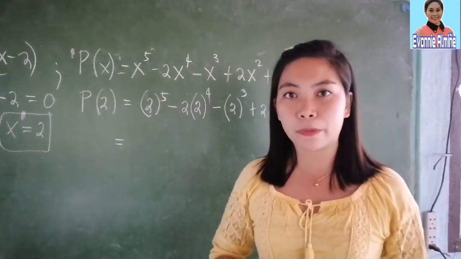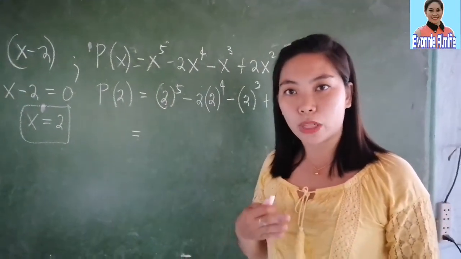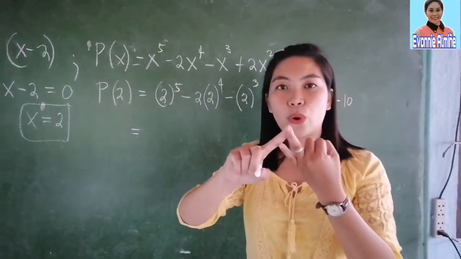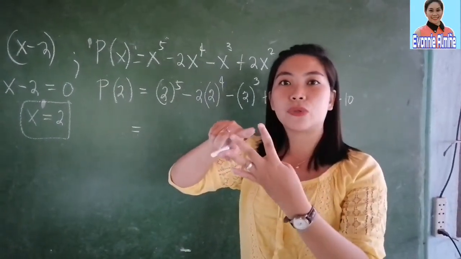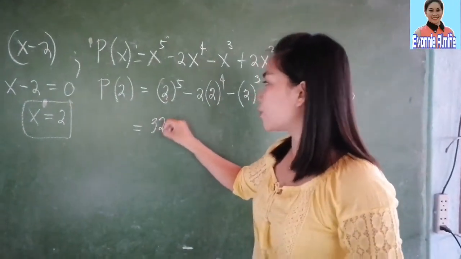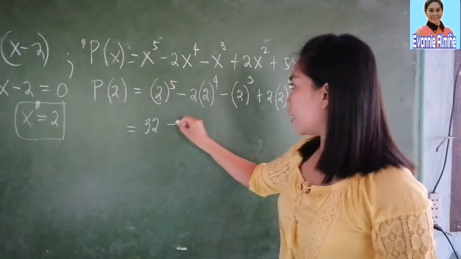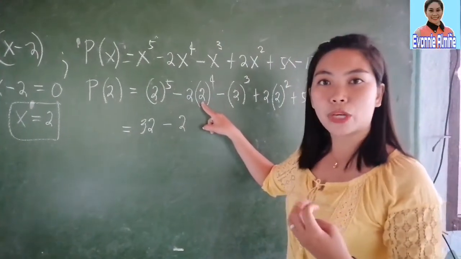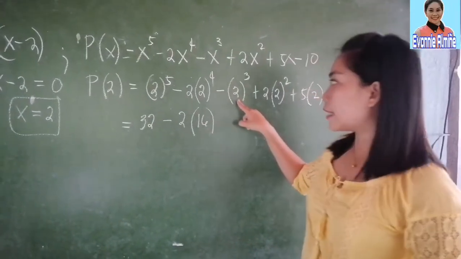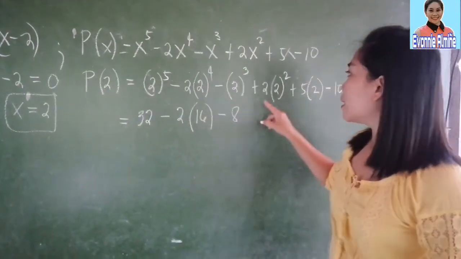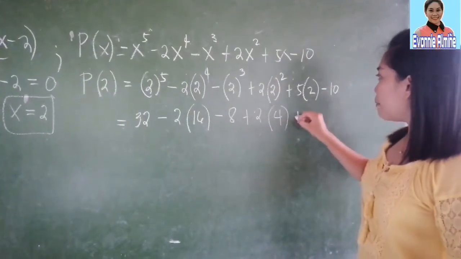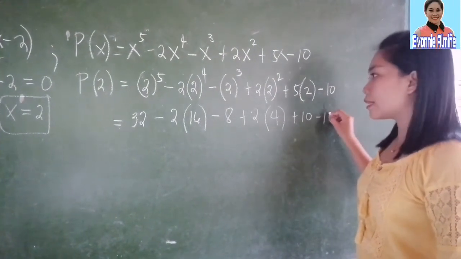2 raised to 5, ibig pong sabihin, 5 beses mong i-multiply si 2 by itself. So you have 2 times 2, 2 times 2 you have 4, times 2 is 8, times 2 is 16, times 2 is 32. So therefore, 2 raised to 5 is 32. Minus 2, so 4 na beses mong i-multiply si 2, ibig sabihin po 16, then 3 beses, you have 8, plus 2, 2 times 2, you have 4, plus 10, minus 10.